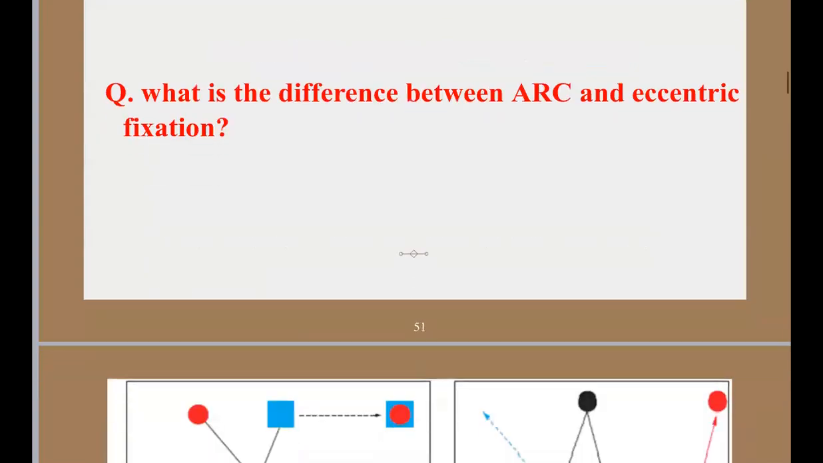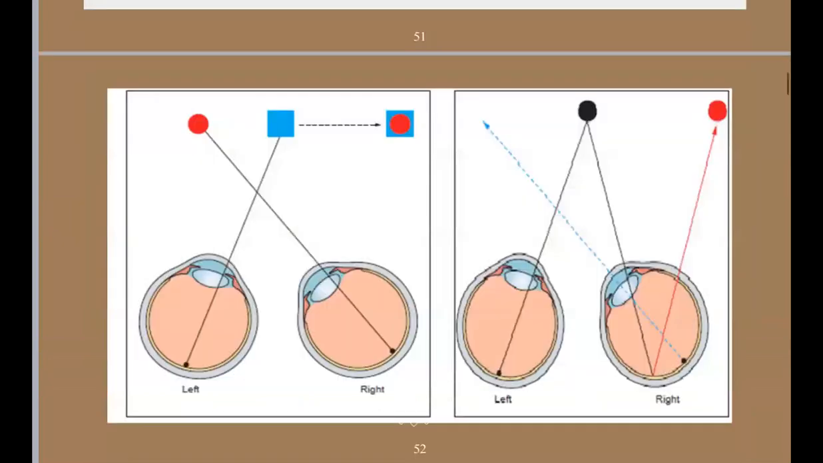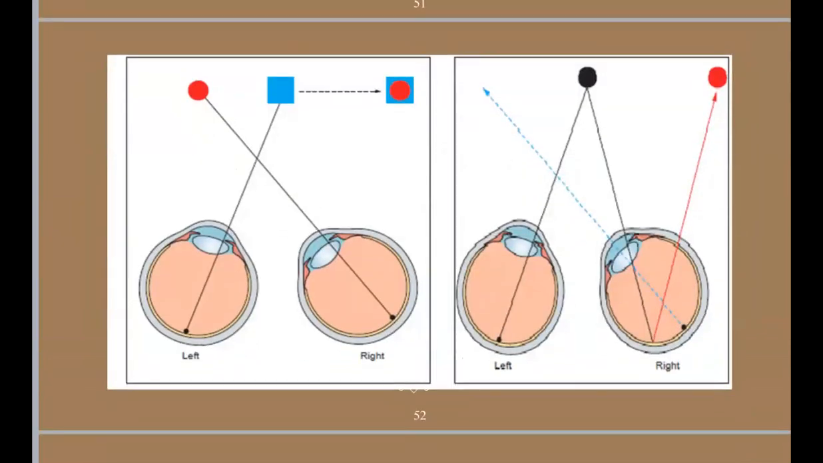This is the question here: what is the difference between ARC and eccentric fixation? I told you this before. Here, these are the problems of strabismus. I have confusion here. The left eye, which is normal, will see a square. The right eye, which is iso-deviated, will see a circle, and the result will be a circle inside the square. Or sometimes I see the square and sometimes I see the circle, and this is called retinal rivalry. How can I eliminate this? By suppression of this right eye.